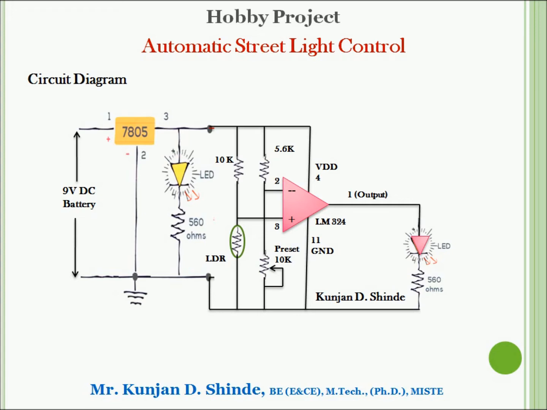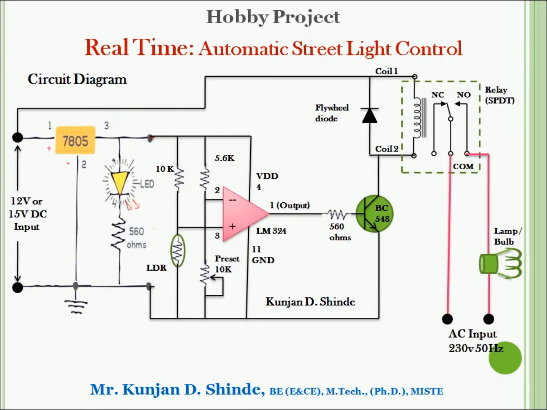whereas the sensor is connected on the non-inverting terminal from pin number 3 to ground via 10 kilo ohm resistance connected to VDD. This will create a voltage on non-inverting terminal. Based on the presence of light and the preset value that we are going to set, it is going to generate the output signal.